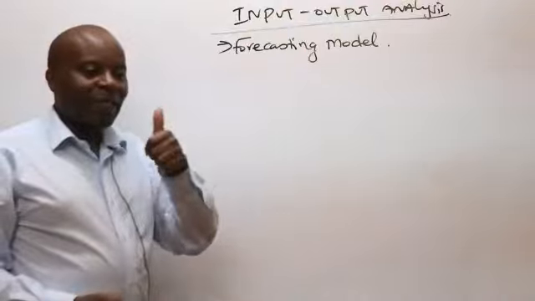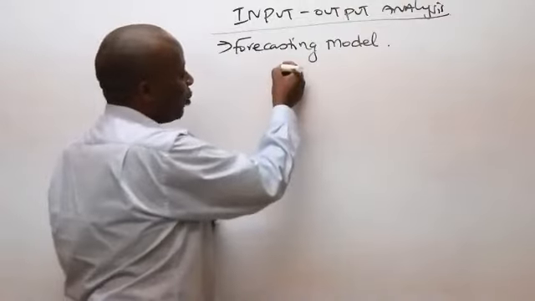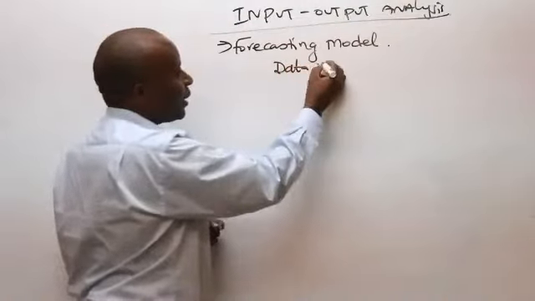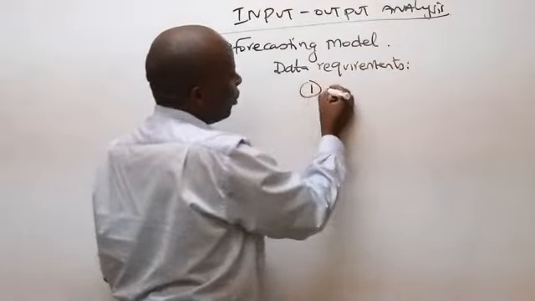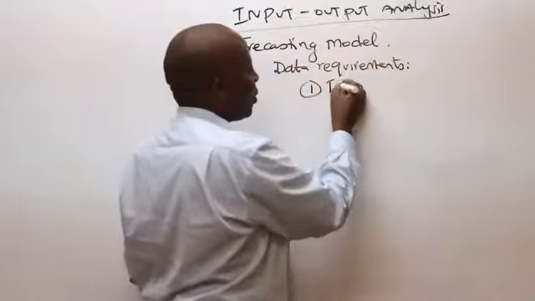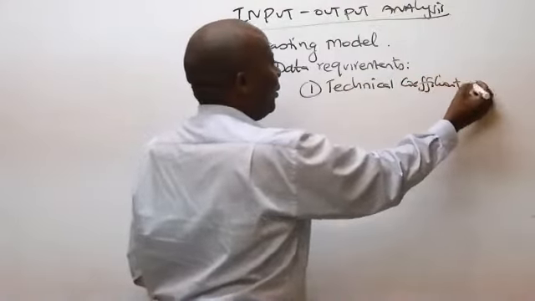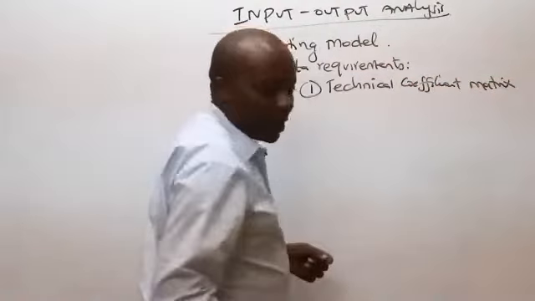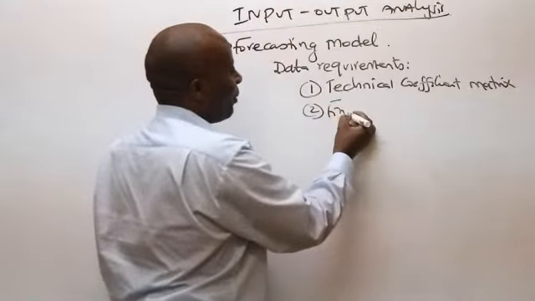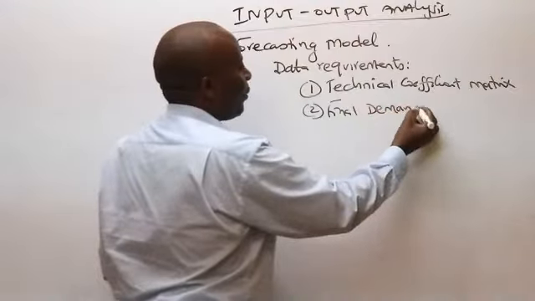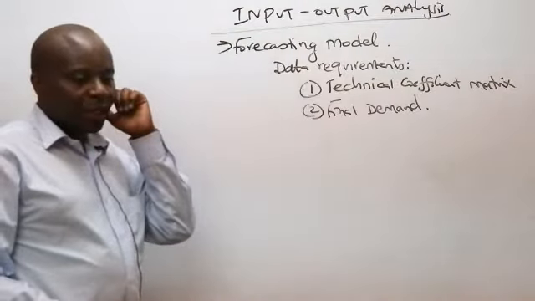Normally, ladies and gentlemen, you'll be given two things. So in this case, the data requirements for you to be able to predict: number one, you need what we call the technical coefficients matrix. And number two, you need what we call the final demand.